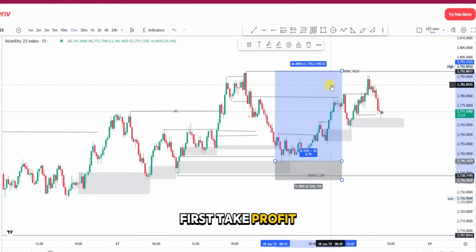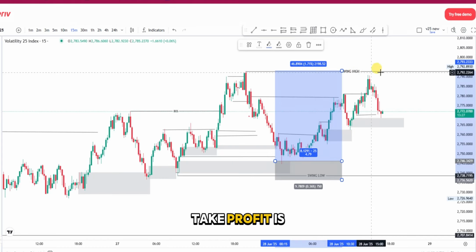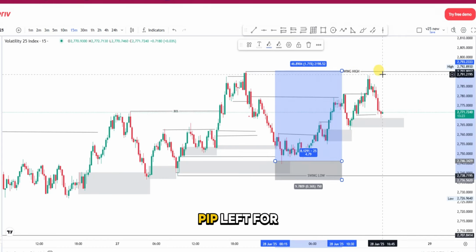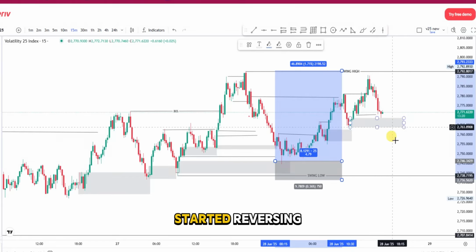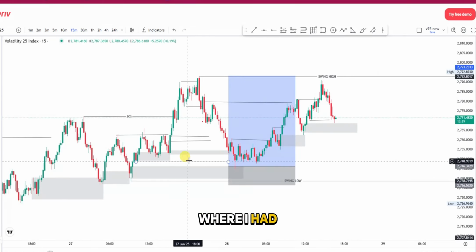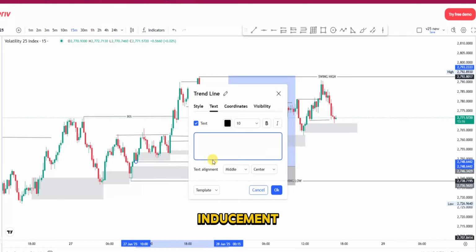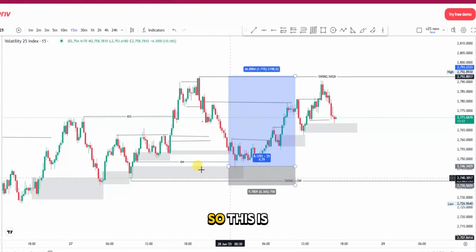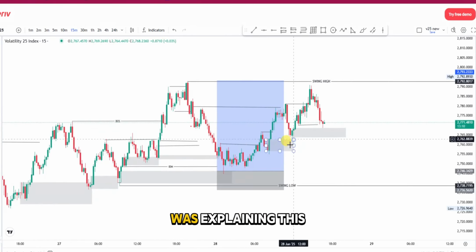I hit my first take profit, and the second take profit is almost hitting. That is about one pip left for it to hit, and then it started reversing. So that was where I had my inducement. This was where I put my inducement. I label it as IDM. Good. So this was my inducement, and now I was explaining this.